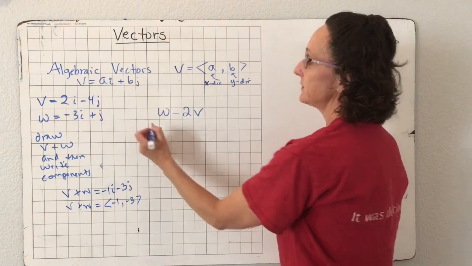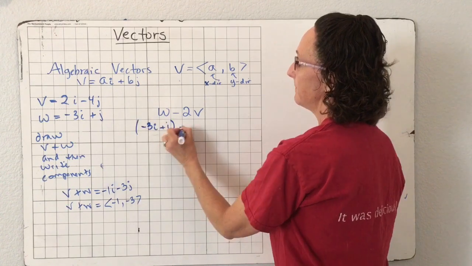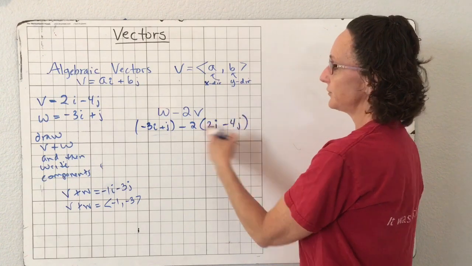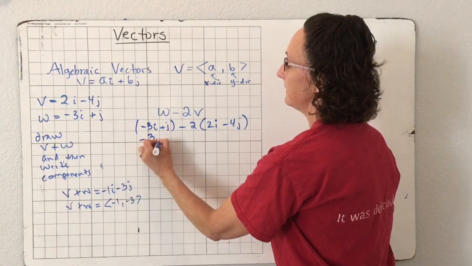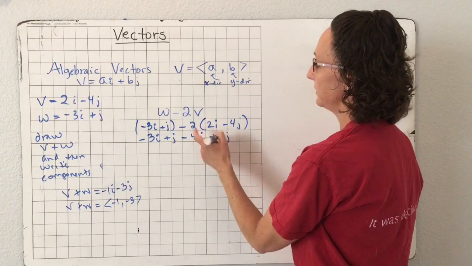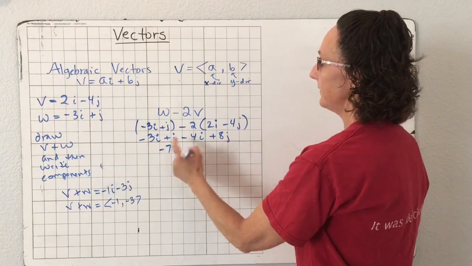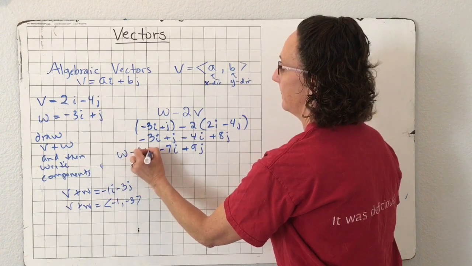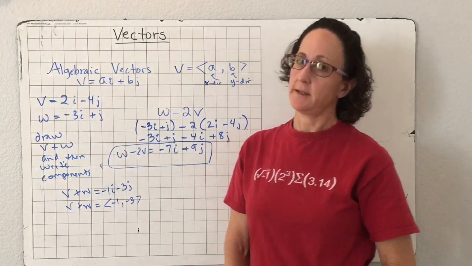If it's a little fancier like this, just take your time with it. So w is this, and then minus 2, and then write the v. And then you can just treat this like you did in algebra class when your teacher asked you to add like terms. So negative 3i plus j minus 4i plus 8j. Make sure you distribute the negative. And then you add the i's, so you get negative 7i. Add the j's, plus 9j. All right, so adding vectors, if you have their algebraic form, is just like adding like terms in algebra.